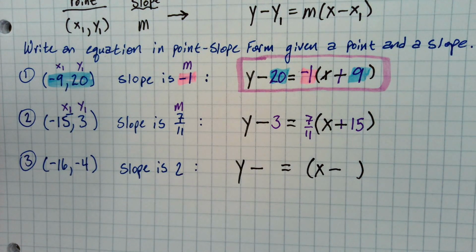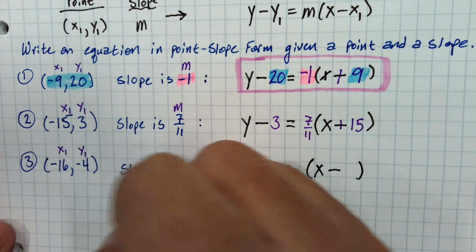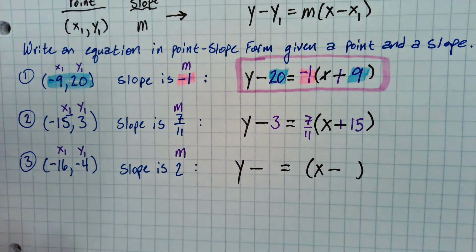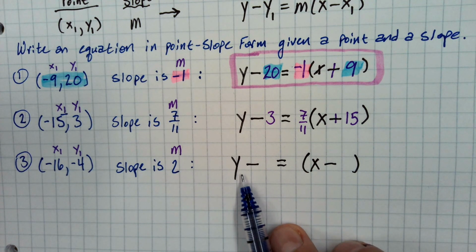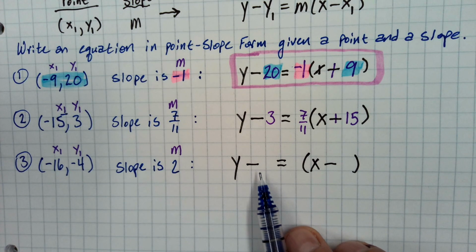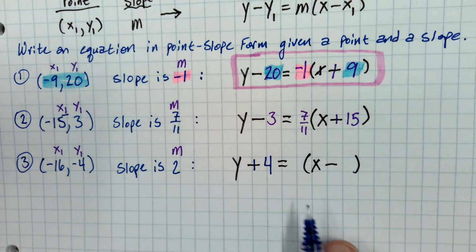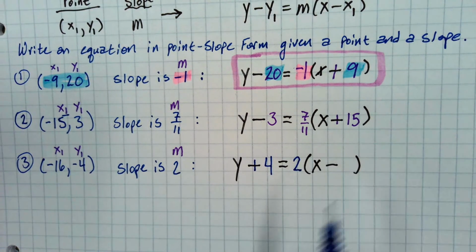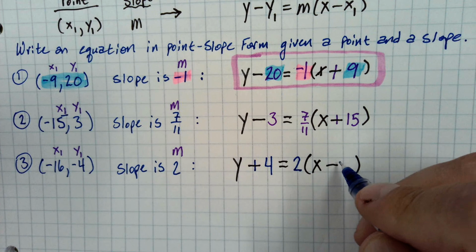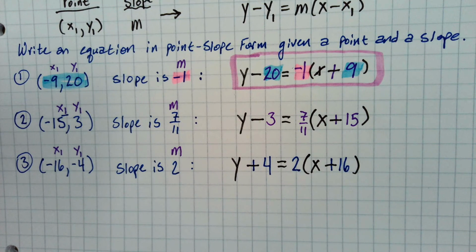Okay. So we got an x1, we got a y1, and a slope. So let's enter in our numbers. This will become y, and then what comes after the y? Positive 4, plus 4 then. Equals 2. And then parentheses x, +16. So I'll put +16. There you go.